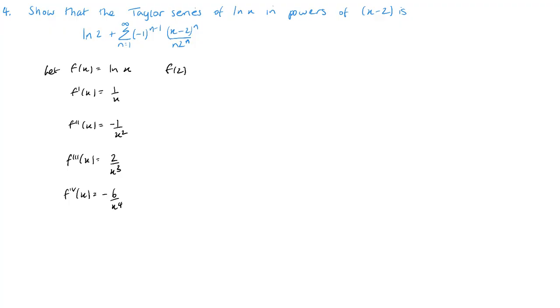So f of 2 is going to be ln 2. F dash of 2 is going to be 1 over 2. F double dash of 2 is going to be minus 1/4. F triple dash of 2 will be 2 over 8, which will be 1/4. F quadruple dash of 2 will be 6 over 16, which will be 3 over 8.